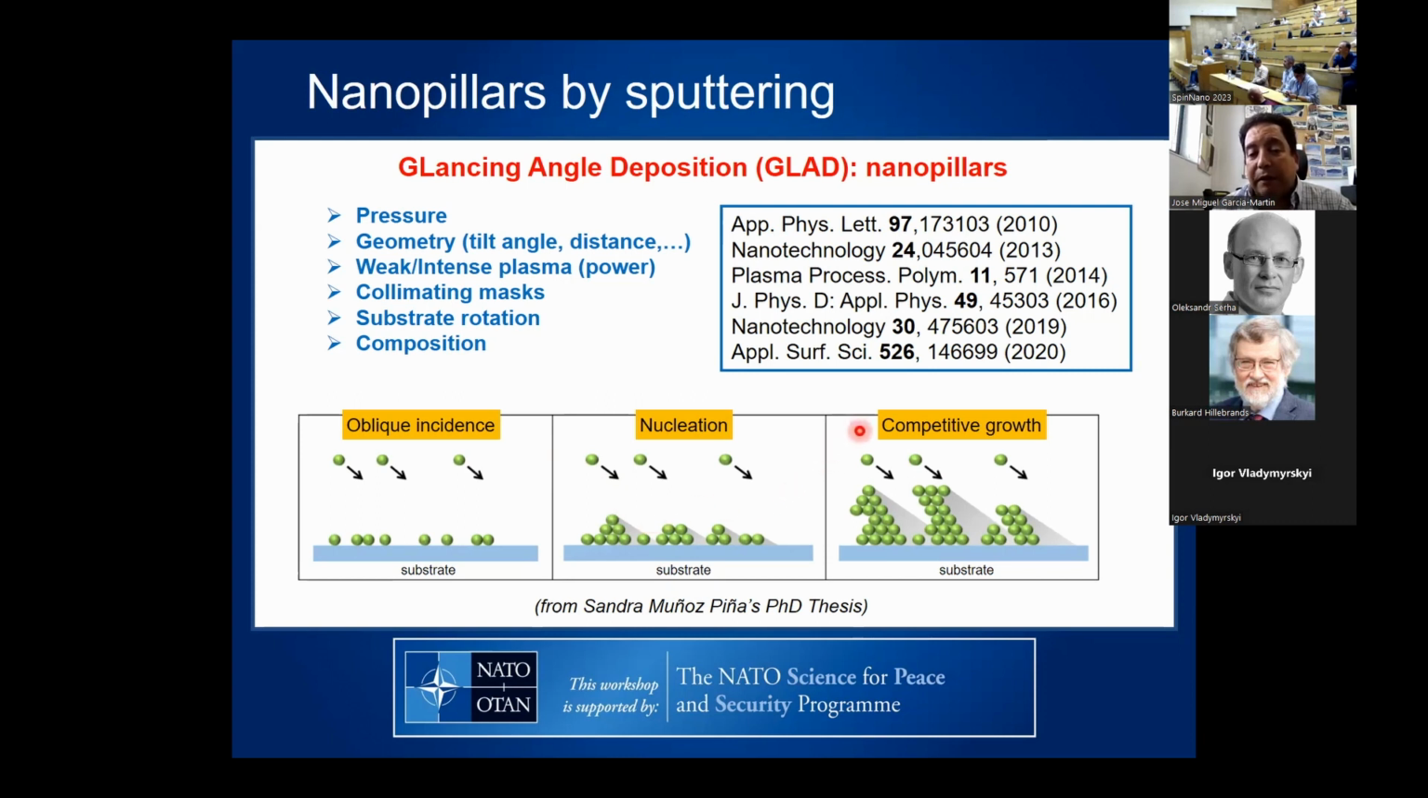And that's how a competitive growth takes place, and only the atoms that are deposited onto the mounds are finally producing the pillars, and only the pillars with similar height and those that are higher are those that at the end continue to develop, because the low mounds finally are in shadowed regions. So that's why at the end we can obtain a homogeneous growth of the nanopillars.